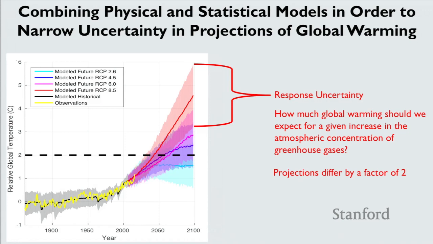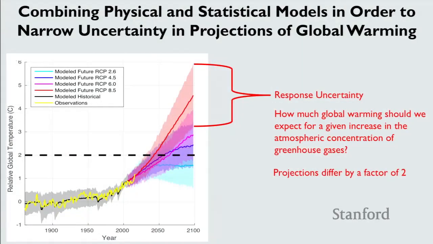The projections differ by approximately a factor of 2. So the models that project the most global warming for a given increase in greenhouse gases project about twice as much global warming as the models that project the least.